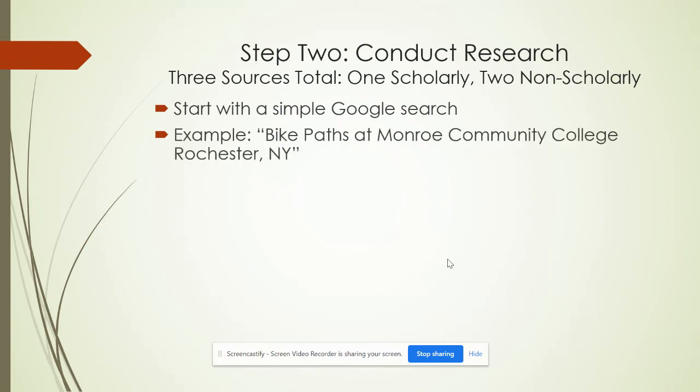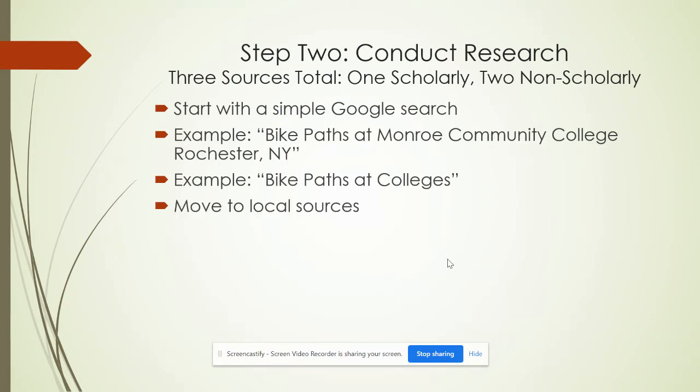Example, I might want to search for bike paths at Monroe Community College, Rochester, New York. Will anything show up? I don't know. If something does, then I can start looking a little bit more specifically at this problem. Example, I could also think about bike paths at colleges. All right, so if nothing shows up for bike paths at Monroe Community College, I might then want to think more broadly, bike paths at colleges in general, and see if anything pops up.